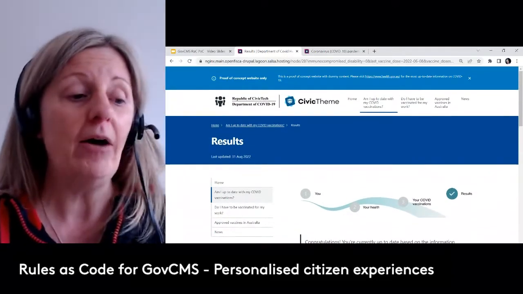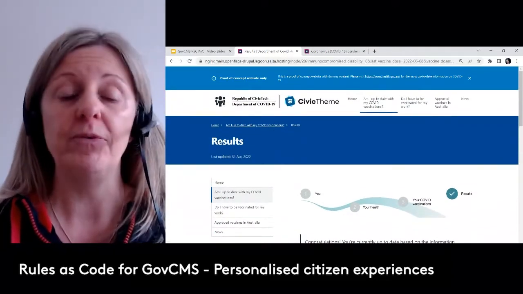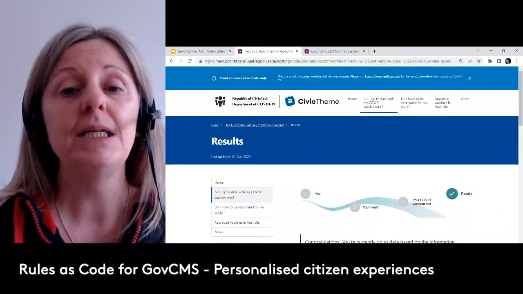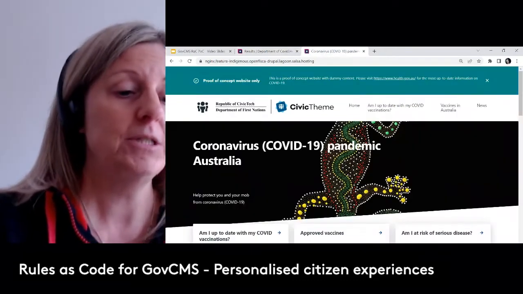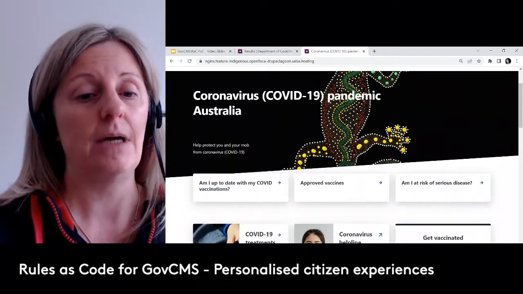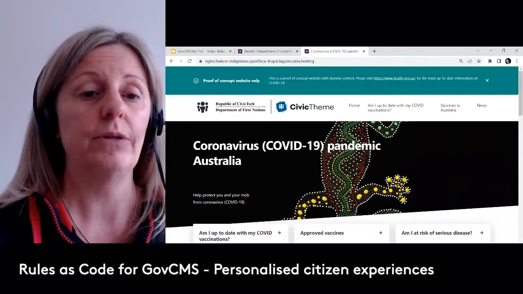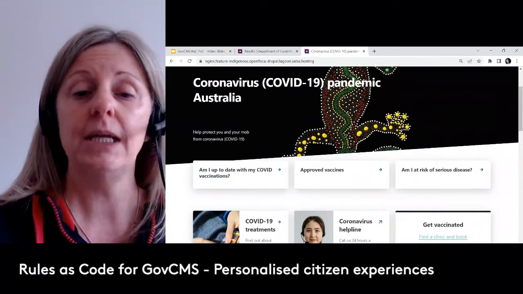Now, one of the most powerful things about rules and code and OpenFISCA is that it can be used by many different interfaces, such as different websites. To demonstrate this, we created a secondary website. This one is called the Department of First Nations, so it's a dedicated website.